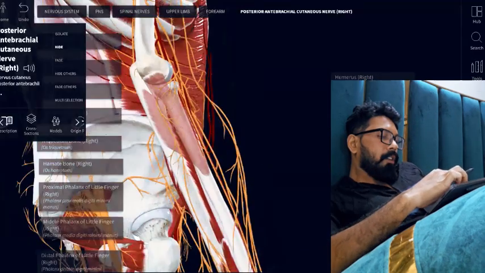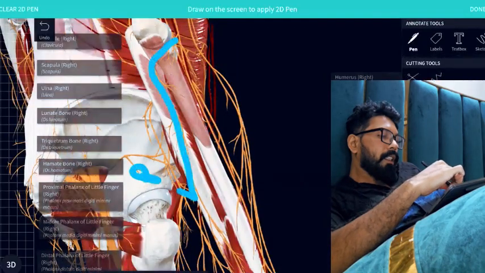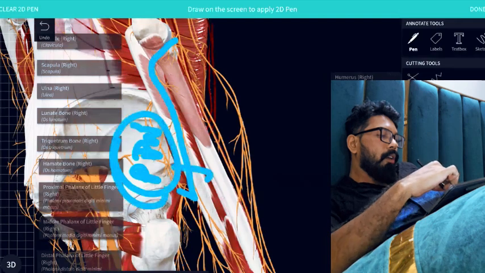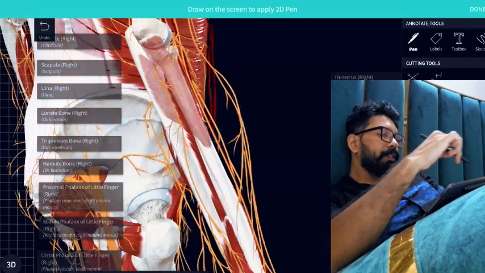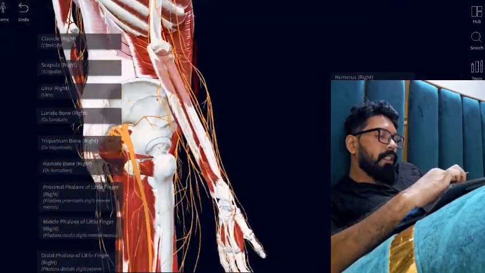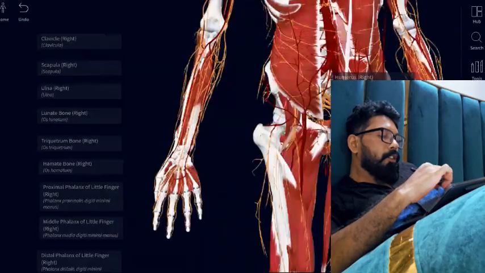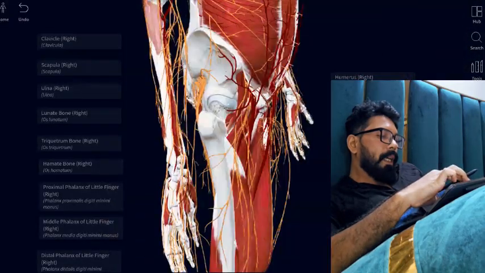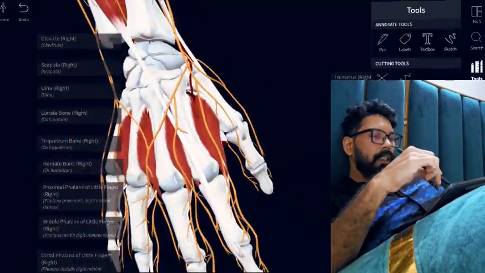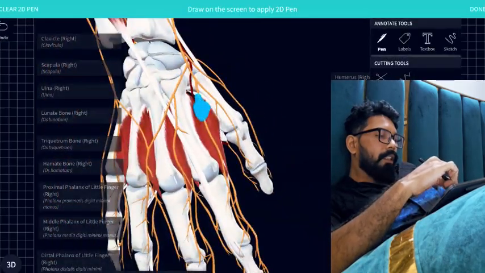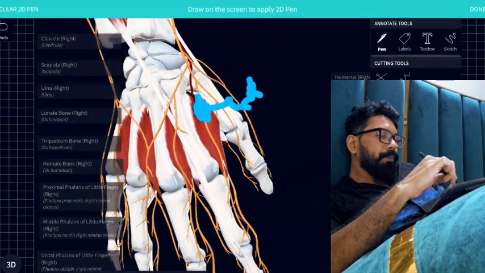After crossing, it will be named as your posterior interosseous nerve, or PIN, that will supply all your extensor muscles of the hand, all your finger extensors and wrist extensors. Okay, then we have the superficial branch, which will supply this distinct area, only this area will be supplied by your superficial radial nerve.